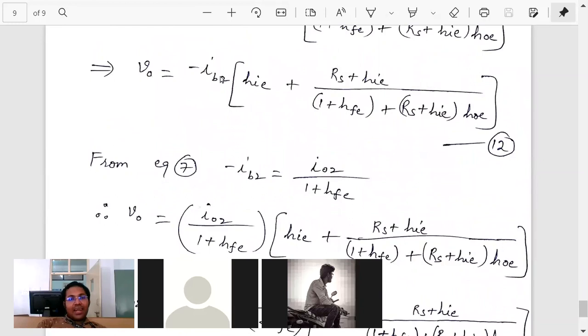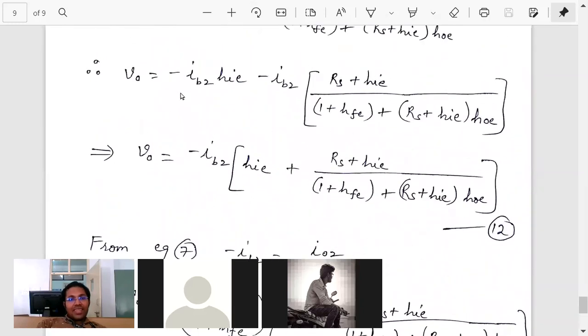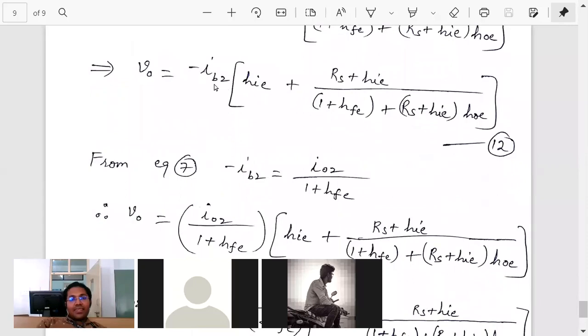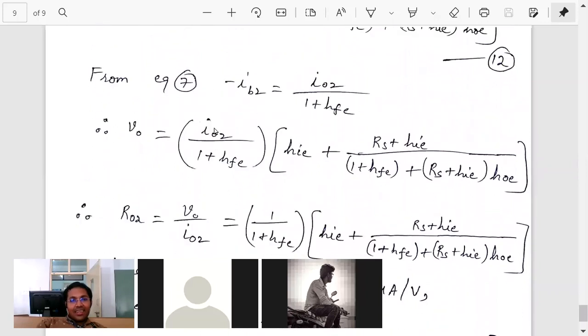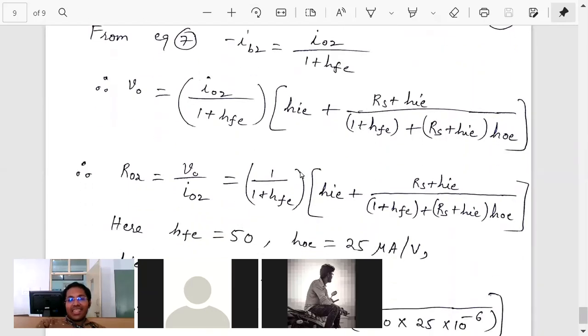Why am I doing this? Because I already have minus IB2 in the previous expression. Because we took current in opposite direction, minus IB2 I was able to take common. So directly this minus IB2 we are replacing with this expression. Then, okay, now V0 I0. Why do we do this whole derivation? Because I want V0 in terms of I0. So I can do V0 by I0. Now dividing this V0 by I0 2, we are getting this relation.